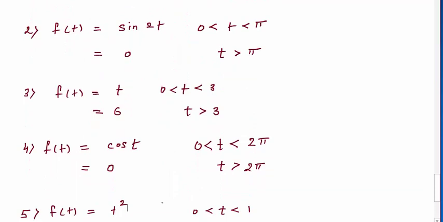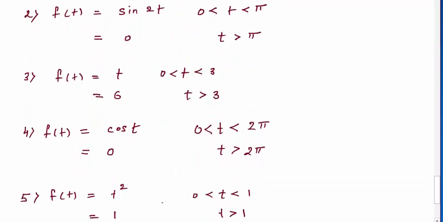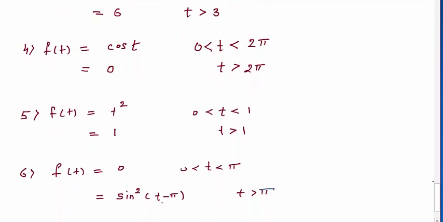Third problem: f of t is equal to t when t is between 0 and 3, and 6 when t is greater than 3. Fourth problem: f of t is cos t for t between 0 and 2 pi and is 0 for t greater than 2 pi. Fifth problem: it is t square for t between 0 and 1 and 1 when t is greater than 1. Last problem: f of t is 0 for t between 0 and pi and sin square of t minus pi for t greater than pi. So solve these problems and we will see the solutions in the next class.